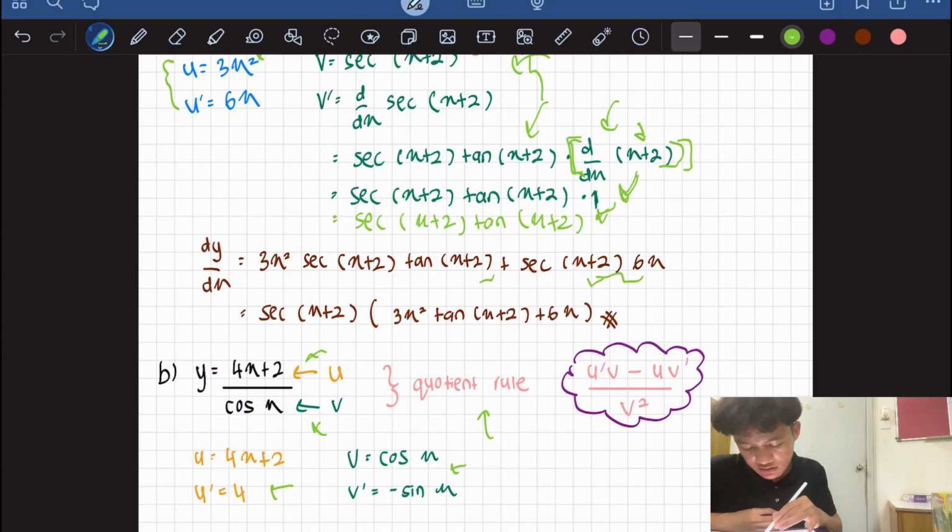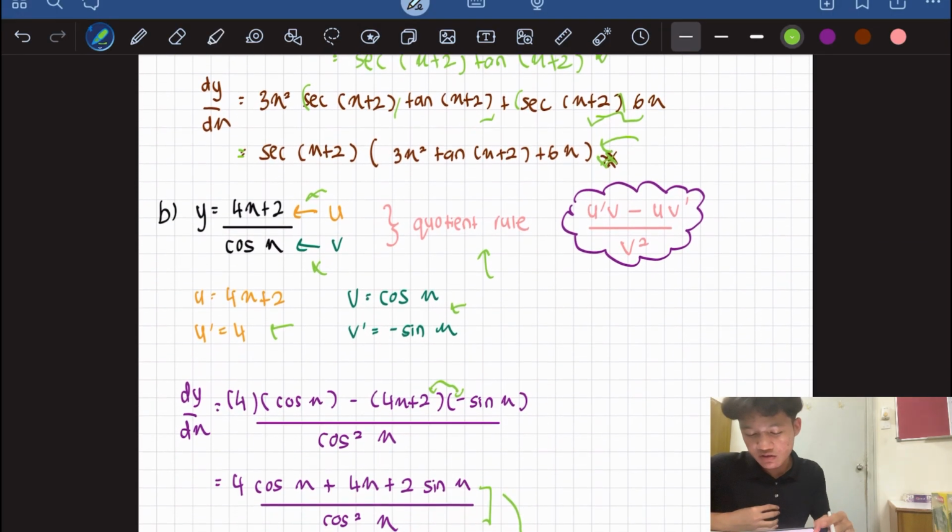And then the final answer will be sec(x plus 2) times, in the bracket, 3x squared tan(x plus 2) plus 6x. What I'm doing here is I factorize sec(x plus 2), which is in this part and this part. So for the next question, it is question B.